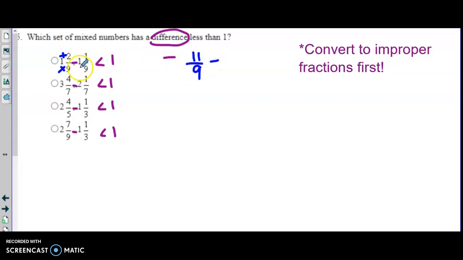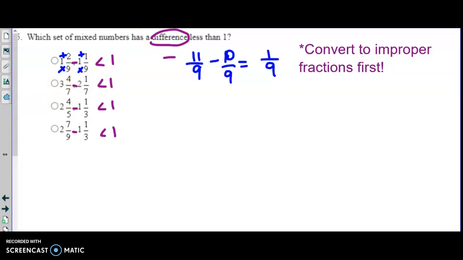And then here I multiply 9 times 1 and then add the top. So 9 times 1 is 9, plus 1 is 10. Keep the denominator the same. Now I don't even need to do this in Desmos because they already have a common denominator, so I can just subtract the top. 11 minus 10 is 1.